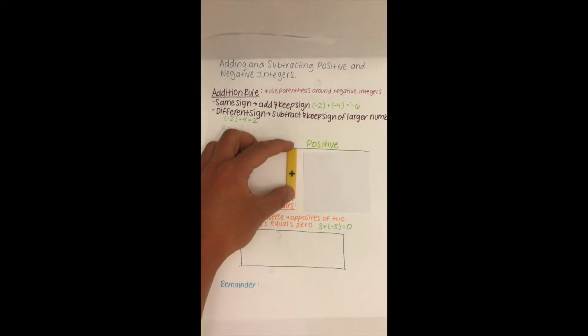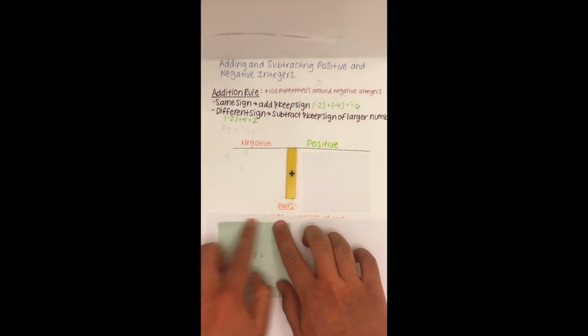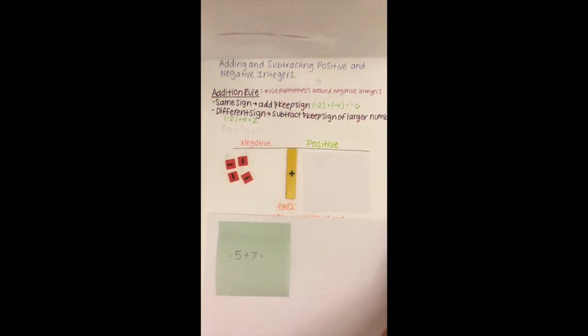So we're going to use a concrete model in order to demonstrate this. We always start with adding, and we're going to have -5 plus 7. So we're going to have 5 negative tiles plus 7 positive tiles.